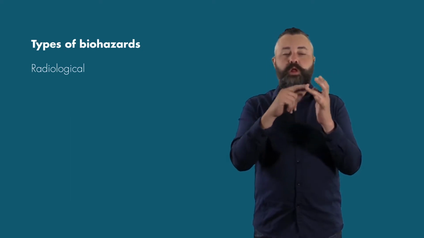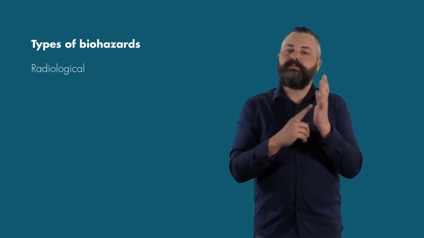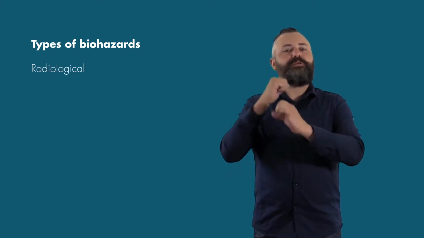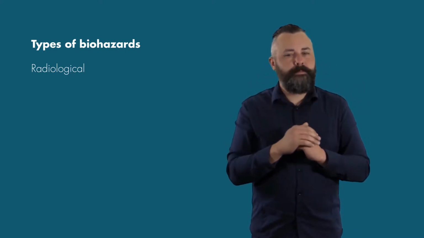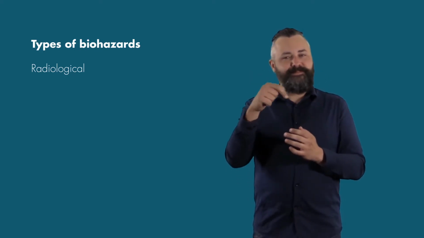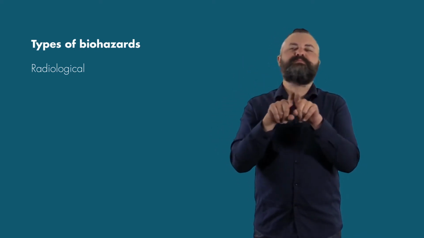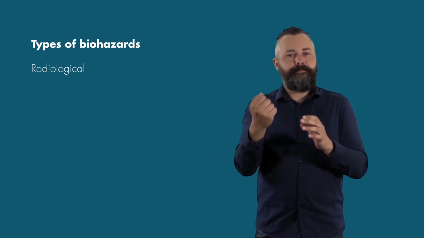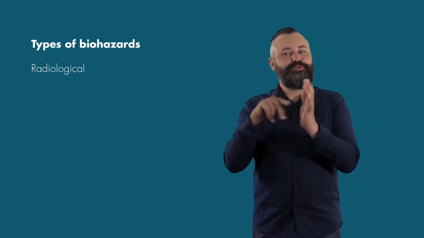2. Radiological. Australia does not have a nuclear power plant, but we do have medical equipment such as MRI and X-rays. If they are damaged, they can emit radiation which is harmful and can endanger life.